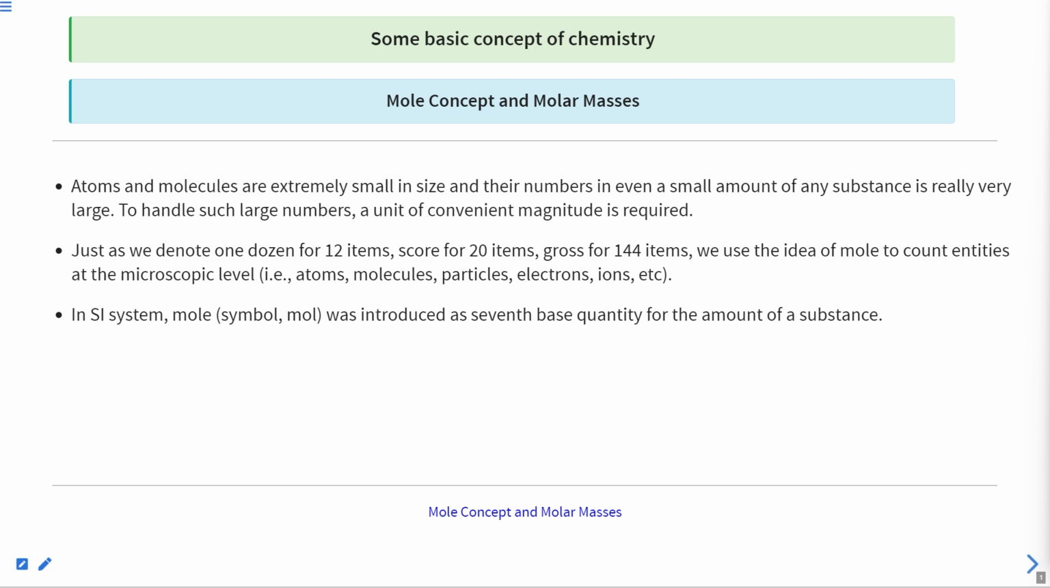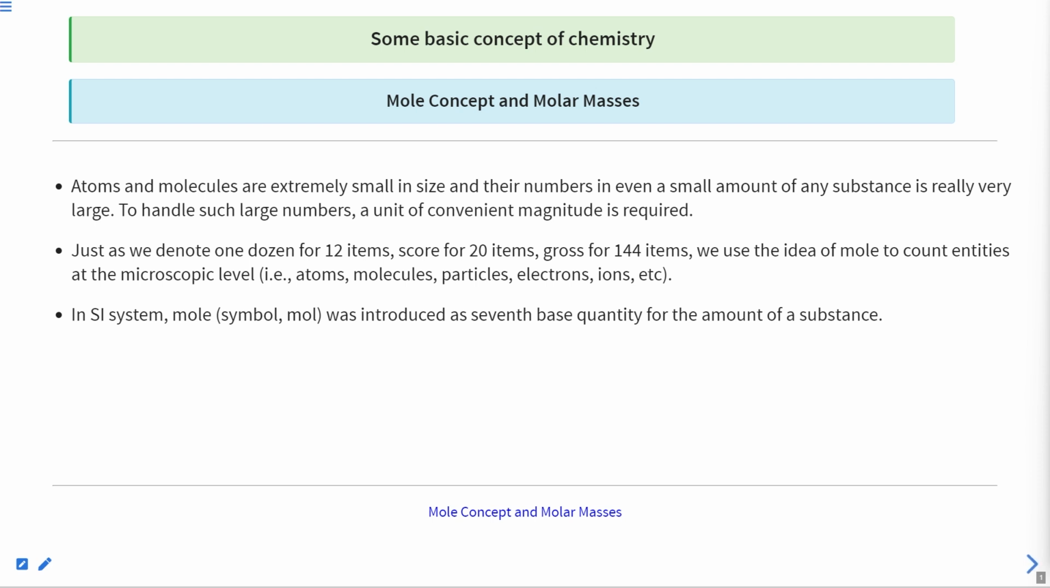Students, when we talk about atoms and molecules, they are extremely small in size, right? Now, if you take 1 gram of any substance, that would contain an enormous number of molecules or atoms or any entity that it is composed of. Dealing with it becomes very difficult. So what was done? A kind of counting number was introduced to define this counting, to make handling easier, and that method was the mole.